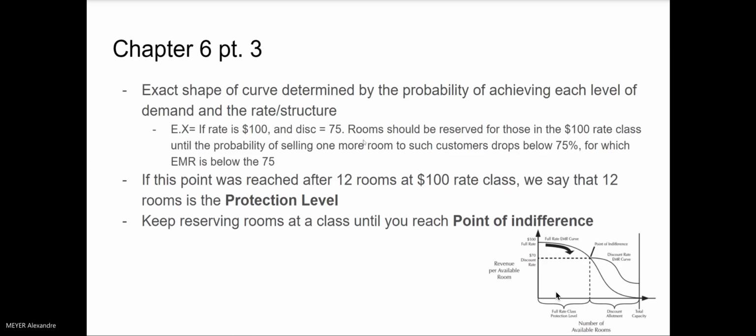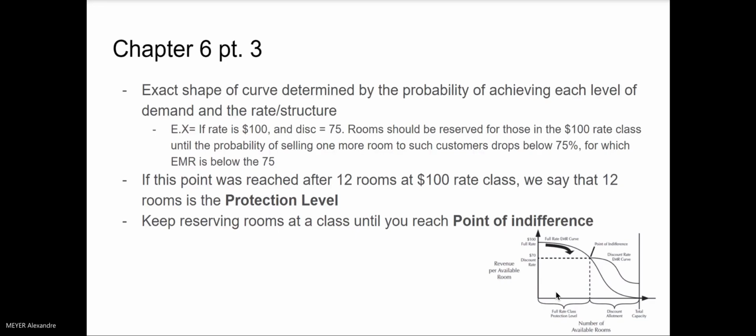So rooms should be reserved for those in the $100 rate class until the probability of selling one more room drops below 75%. In other words, as long as the probability is high enough, you can sell at a given rate class. So again, if, for example, you are selling your first room and your rate is 100, well, your probability is 100%, so it's 100 times the rate of 100, so that means your expected revenue is 100.